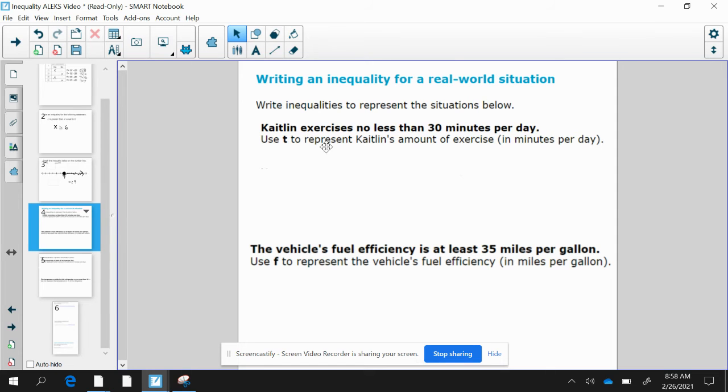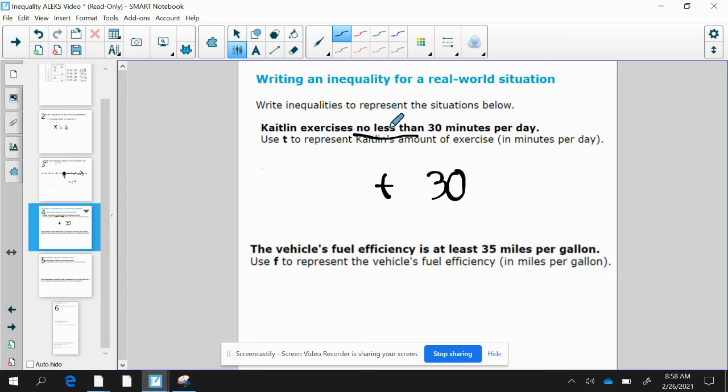Let's go over another one. It says Caitlin exercises no less than 30 minutes per day. So how do you write this as an inequality? So no less than, what is no less than 30 minutes? I like to plug in, can you do at least 30 minutes? Can you do 30 minutes? Sure, you can do 30 minutes.